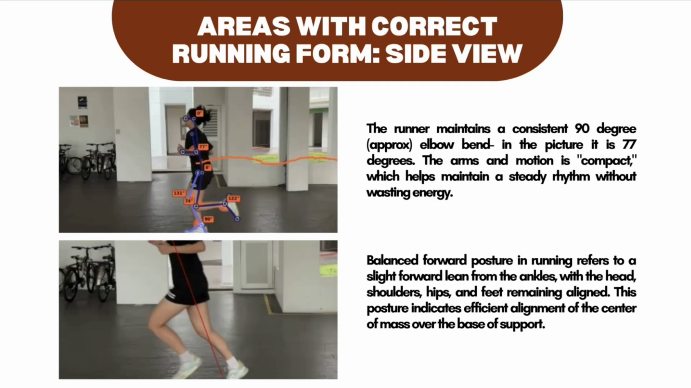From the side, you can see that I maintain a consistent approximate 90-degree elbow bend, and in the picture it is 77 degrees, so close to 90. The arm motion is compact, which helps maintain a steady rhythm without wasting energy. We can also see that I have a balanced forward posture in running, which refers to the slight forward lean from the ankles, with the head, shoulders, hips, and feet remaining aligned. This posture indicates efficient alignment of the center of mass over the base of support.